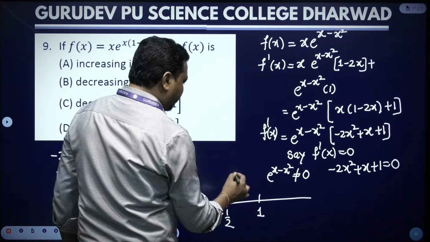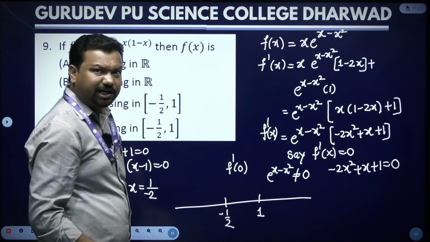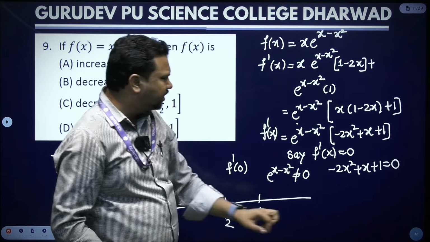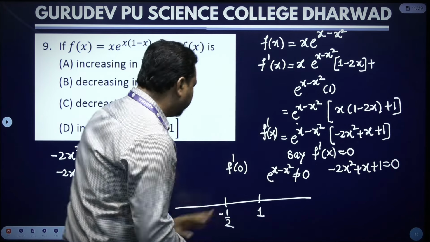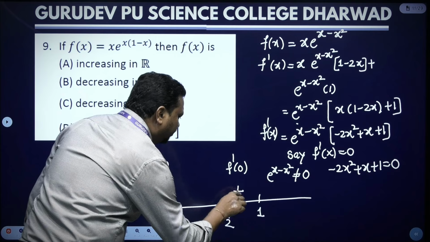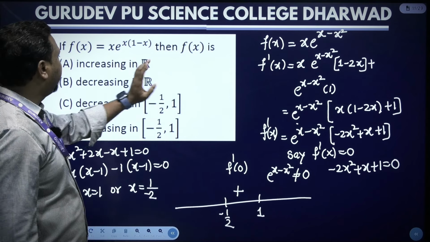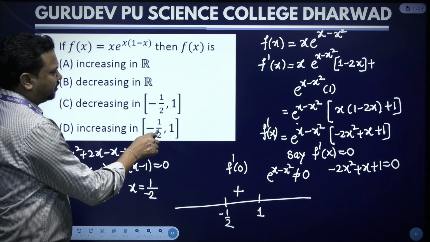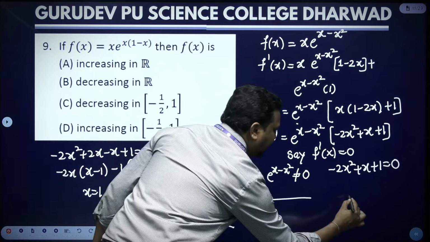Look, what does f dash of 0 become? Let us check f dash of 0, it is easy to calculate. 0 minus 0 is 0, e to the power 0 is 1. The e term becomes 0, and plus 1 is left, so the sign is plus. Therefore this function must be a strictly increasing function in the interval minus 1 by 2 to plus 1. Therefore I will go with option D as the right answer.